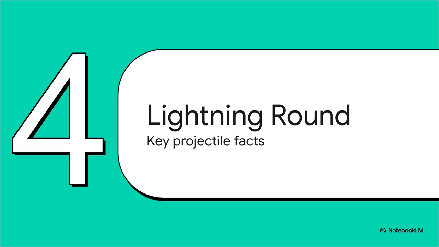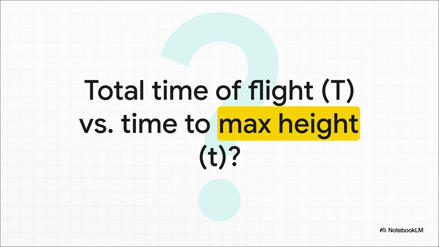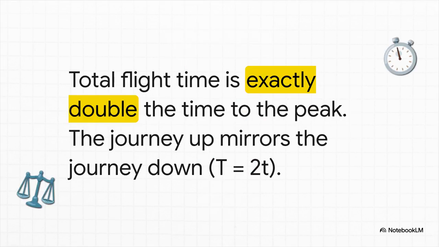Now that we've really gotten our hands dirty with the main equation, let's lock in a few crucial ideas with a quick lightning round. These are key relationships that pop up all the time. First up, think about the total time a ball is in the air versus just the time it takes to get to the very top of its arc. What's the connection there? The key here is just simple symmetry. The total time of the flight is exactly double the time it takes to reach the peak. Why? Because the journey up is a perfect mirror image of the journey down. Simple as that. T equals 2t.